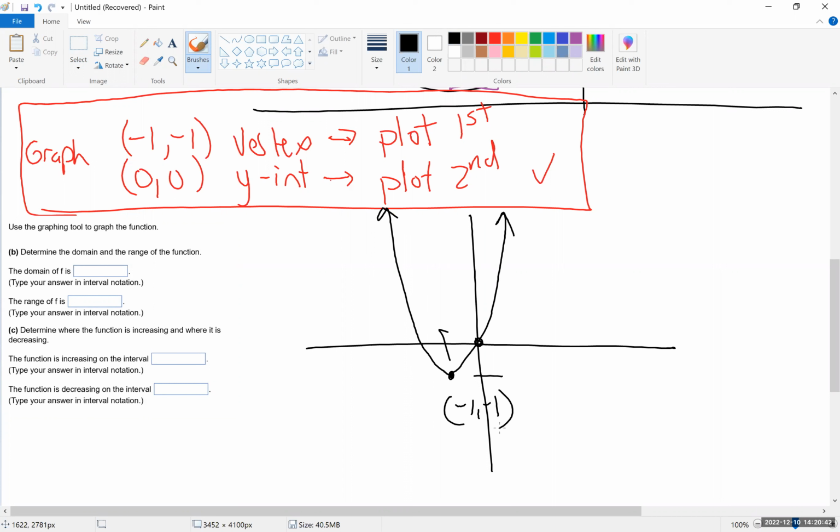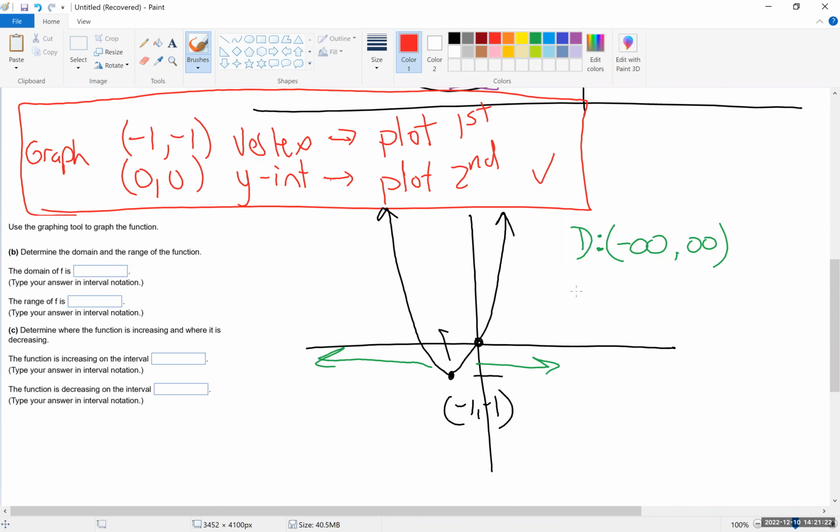The reason why we want this graph is so that we can answer these questions. Determine the domain and range of the function. We'll do domain in green. Domain is how far left you can go. So how far left can we follow this graph? Well, this graph goes all the way to the left. That's going to be -infinity. How far right does it go? Well, it goes as far right as you want. +infinity. In fact, the domain of every quadratic function is always -infinity to infinity. That's always what it is.